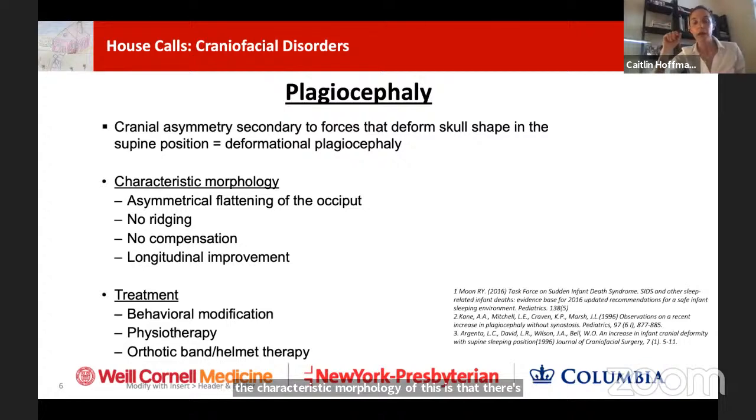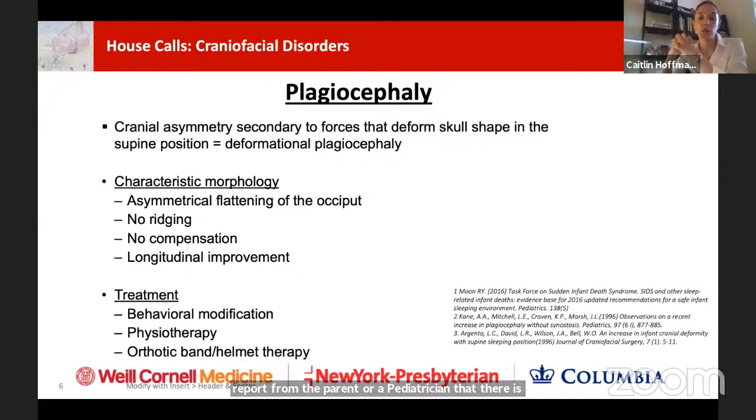There's typically no ridging of the sutures or the openings of the bones elsewhere on the skull. There's no what we call compensation, which I'll review in a moment, meaning there's no resultant head shape that indicates that there's a fusion. And then we see over time that there is typically a report from the parent or a pediatrician that there is longitudinal improvement.